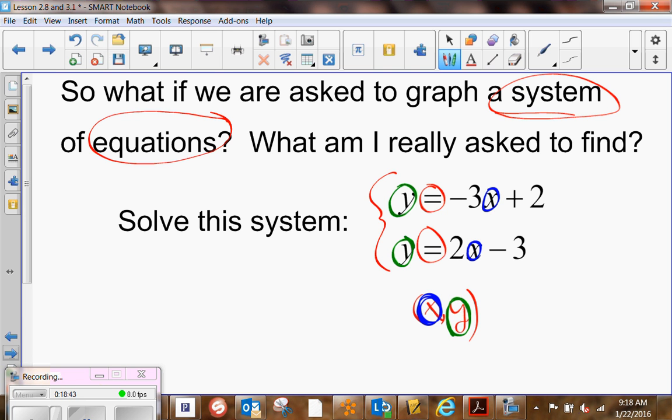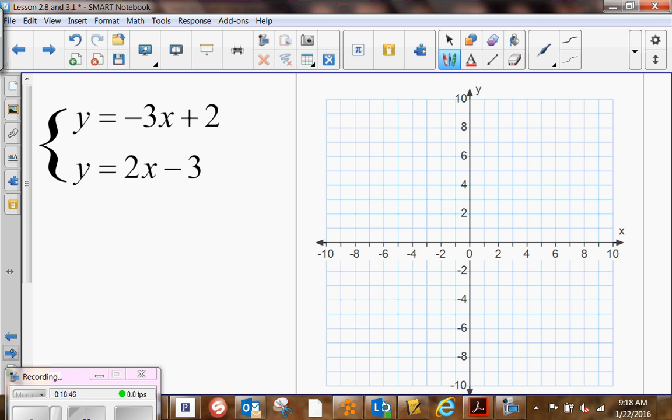Where would I find that ordered pair? Let's think about this. These are the same two problems. Let's graph them and see what it looks like. For this first equation, I'm going to go to 2, and I'm going to go down 3 over 1. You will want Graph Picker for this part of your assignment because you have to be really accurate or you won't end up in the right place in your graph. The second equation, I'm going to go to negative 3, and I'm going to go up 2 over 1. So this line will be right here.